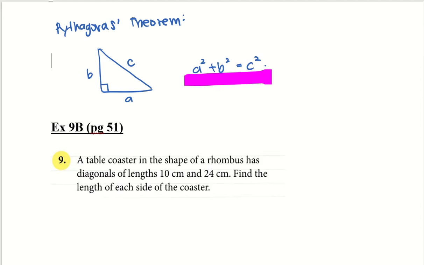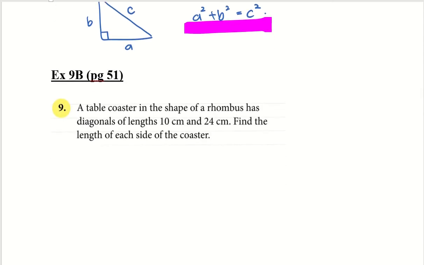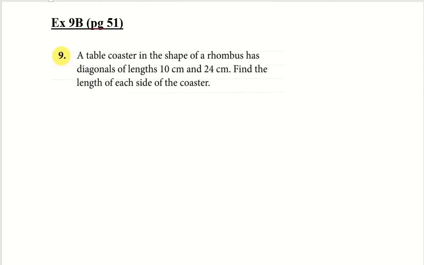So moving forward, let's take a look at the first example, which is exercise 9b. Turn your textbook to page 51. We take a look at question number 9. Take a look at the question. First things first, in this question, you are told that there is a table coaster in the shape of a rhombus. So we must understand what exactly a rhombus is.